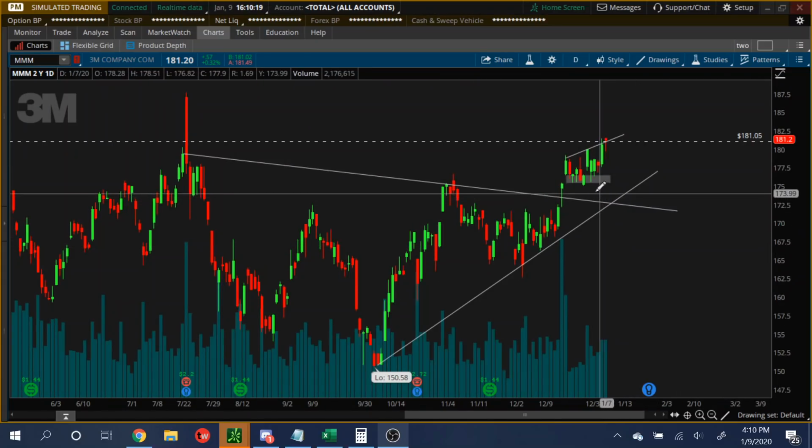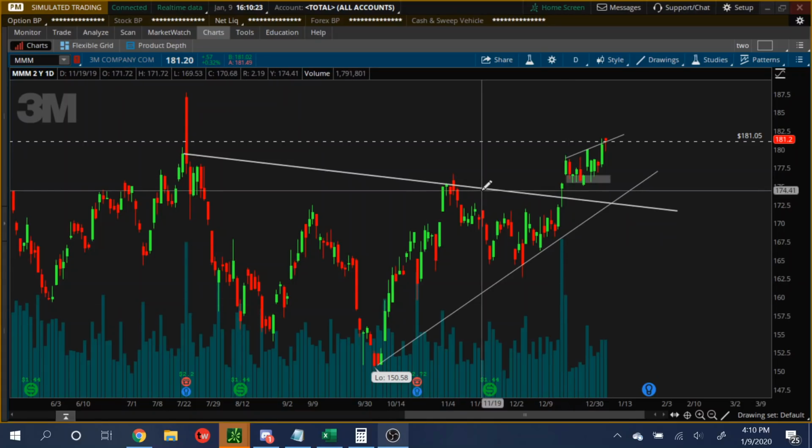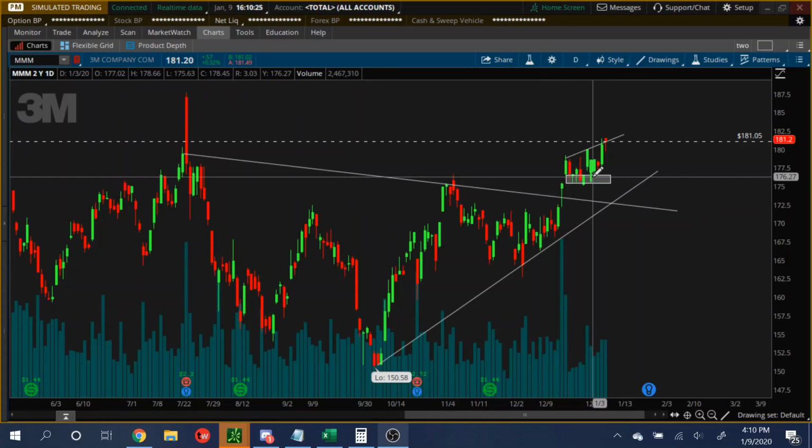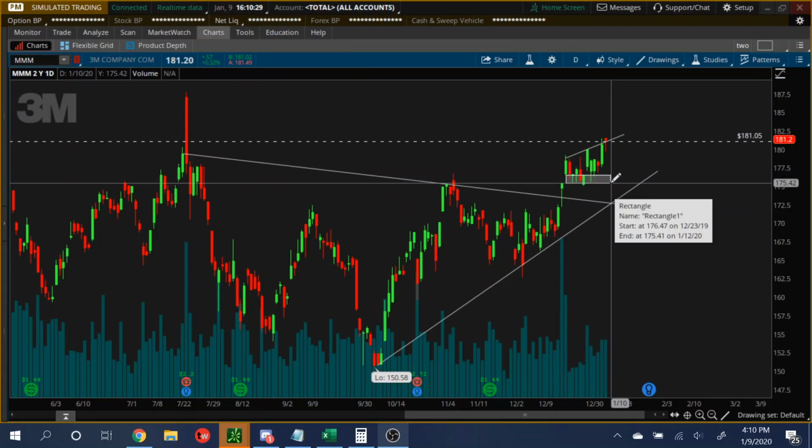but this is another powerful pattern. It's a high base. Look for stocks that have had up moves and that just start going sideways in a tight range, and then try to enter at the bottom of that range.